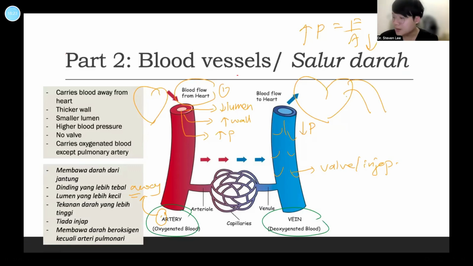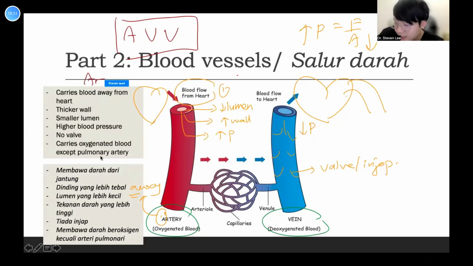For this part, blood vessel, most importantly is still AVV, which means artery versus vein. This is a type of question that will come in the exam. So this is artery. This is all about artery. If they ask about vein, the whole thing is opposite. This whole thing is regarding artery. I'm too lazy to type out vein again, so if you ask about vein, everything here is reversed.